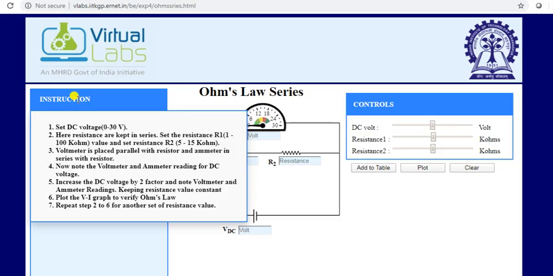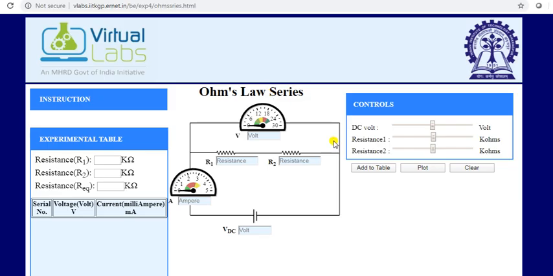As we all know, there are two resistances, resistance 1 and resistance 2. The value of R1 is 1 to 100 kilo ohm and we can set the resistance R2 from 5 to 15 kilo ohm. The DC voltage range is 0 to 30 volt.